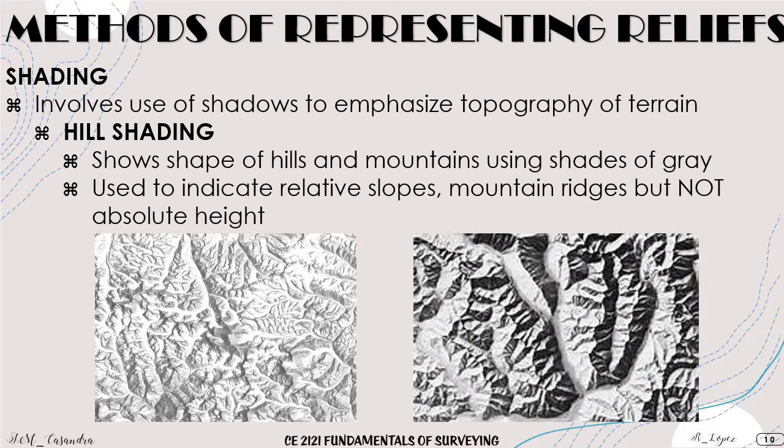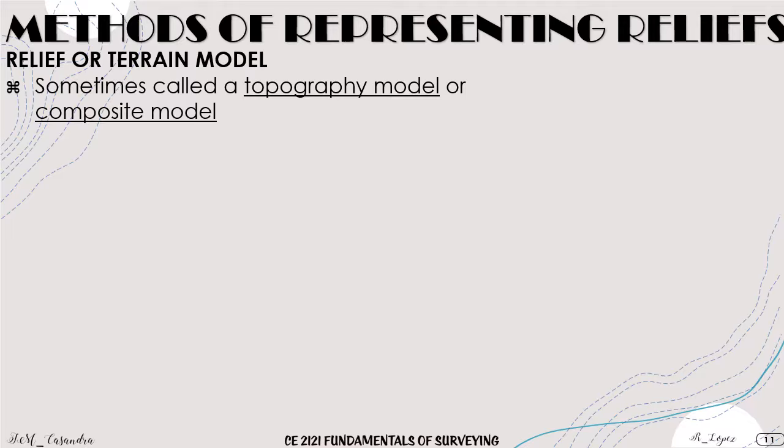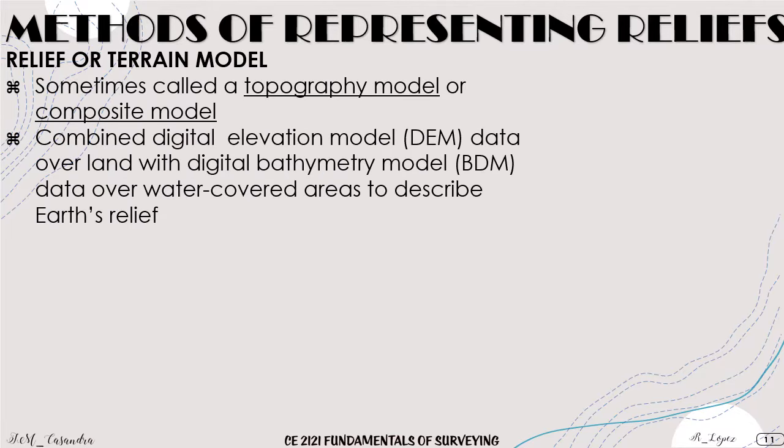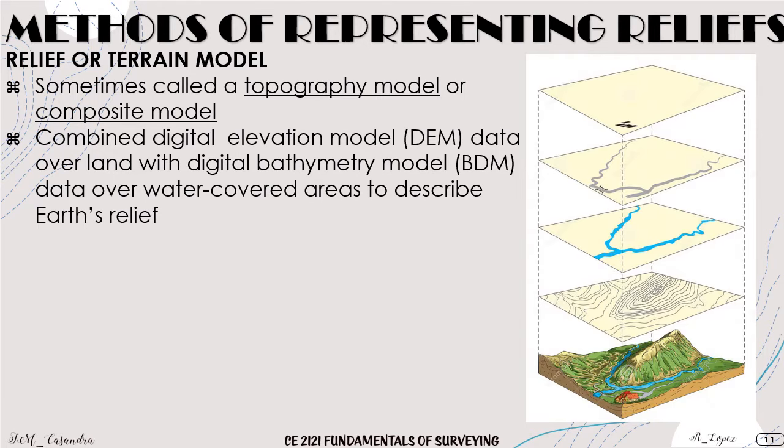Okay, so next we have relief or terrain models. These are sometimes called topography model or composite model. It's a combined digital elevation model or DEM data over land with digital bathymetry model or BDM data over water-covered areas to describe the Earth's relief. So this is a three-dimensional representation of your Earth's surface.